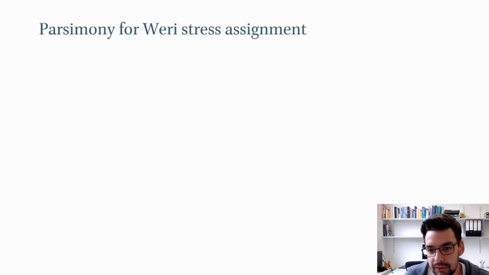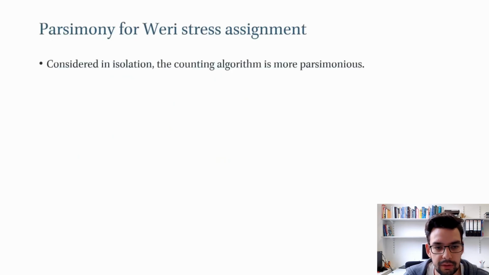So, parsimony applied to the Weri stress system. We might say that considered in isolation, the counting algorithm is more parsimonious. It has 1 step fewer, only needed 3 steps. However, when you look at other languages, we had this issue: the last syllable in even counts was fine anyways, and then in odd counts, we had this problem where we need to put a secondary stress on there. And so we needed to give that an extra foot in the grouping algorithm.